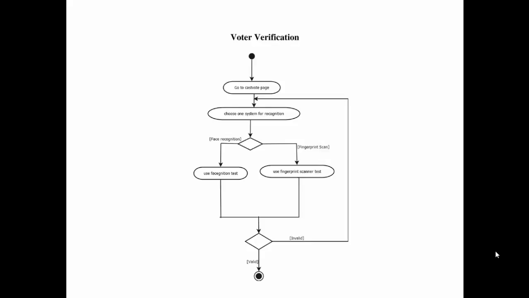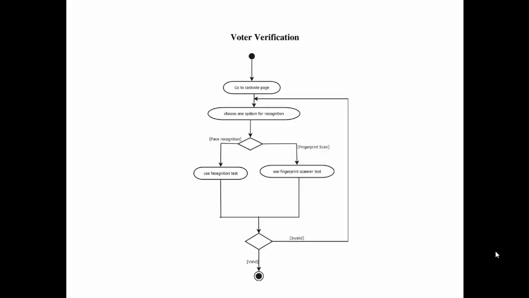This is one of the most important activity diagrams of our system. We have included this in our system to avoid false voting and to ensure that the genuine voter is casting the vote. Now with the activity diagram, here our voter will go to the cast vote page, and after that the voter has to choose either of the verification systems. The voter can verify through face recognition or through fingerprint scan, and if the scan matches, then the voter can cast the vote, else the voter will be redirected to the cast vote page.